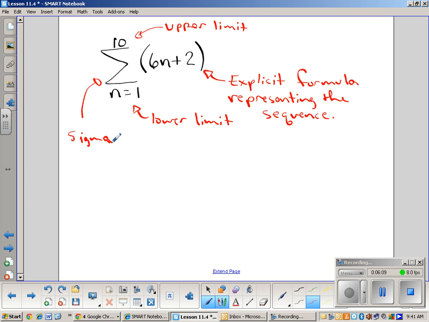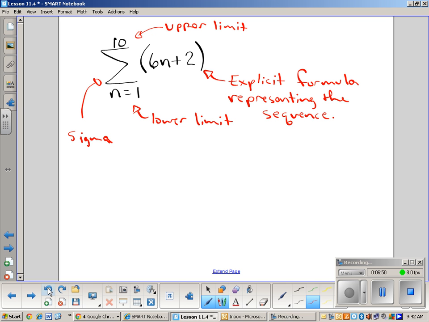Greek letter S stands for summation here, okay? And so this summation notation is saying our lower limit is 1. So n is 1, representing our first term, and the upper limit is 10. And so 10 represents our last term, our nth term. And then 6n plus 2 is the explicit formula representing the sequence. And this is what AJ was trying to talk about earlier.